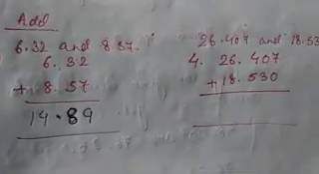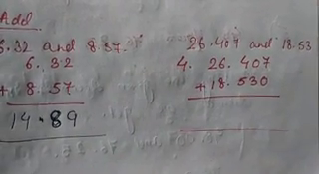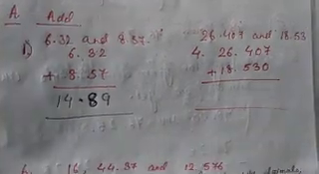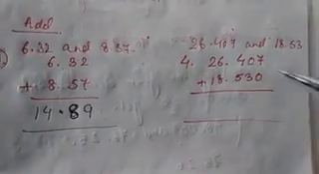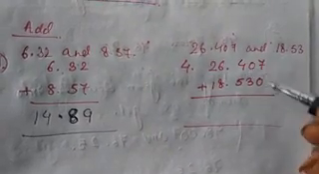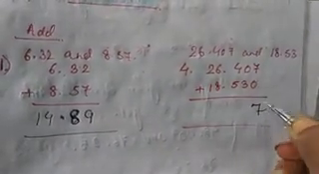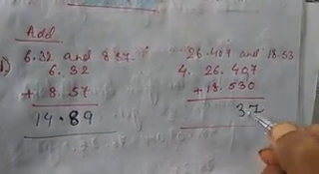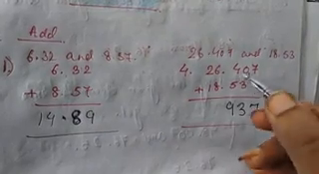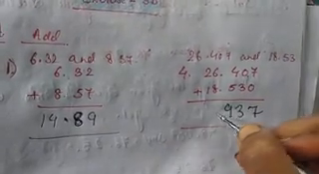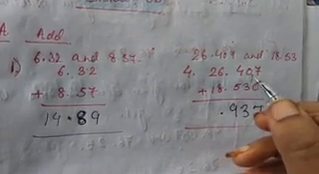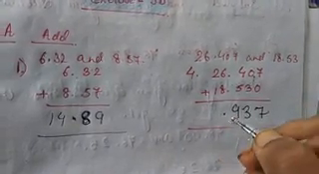Now the second number is 26.407 and 18.53. So first again we have to arrange the numbers in columns and then add. 7 plus 0 is 7, 0 plus 3 is 3, 4 plus 5 is 9, and then again you have to put the decimal, as the decimal is after the 3 digits.